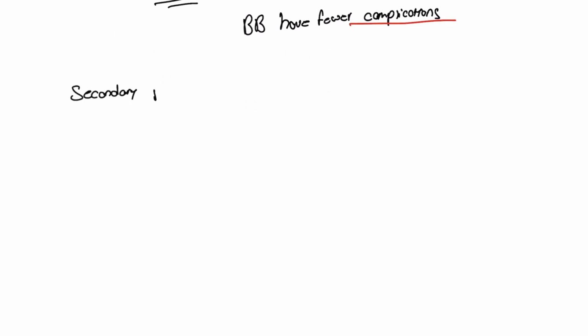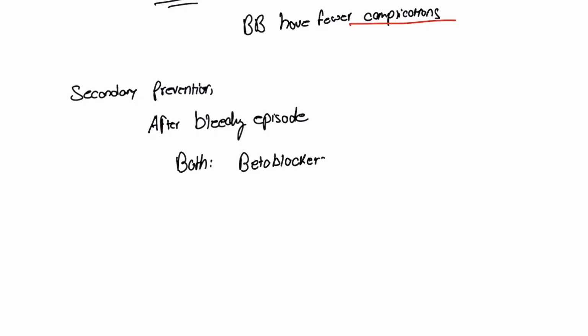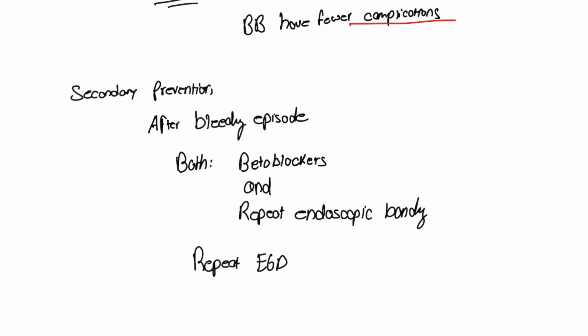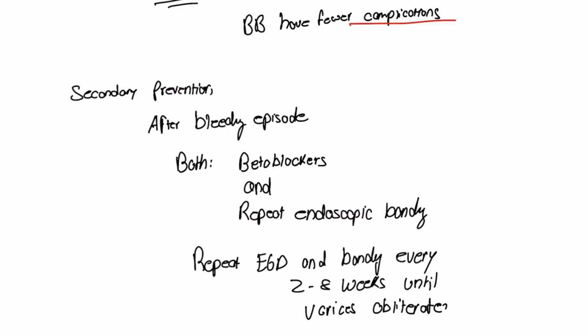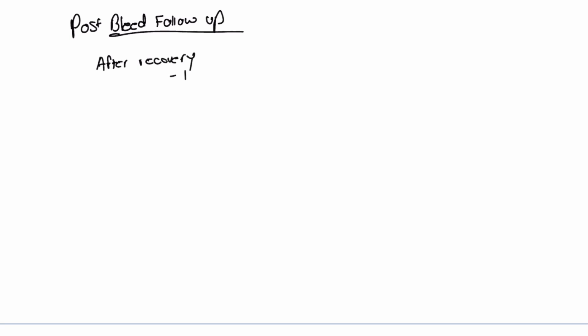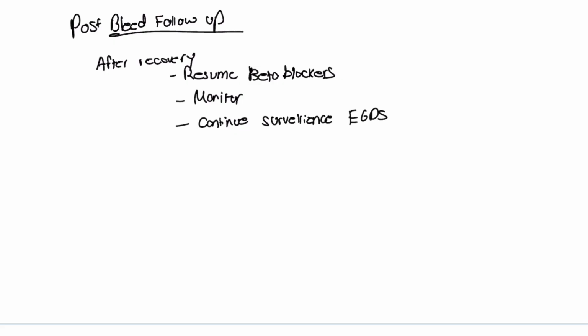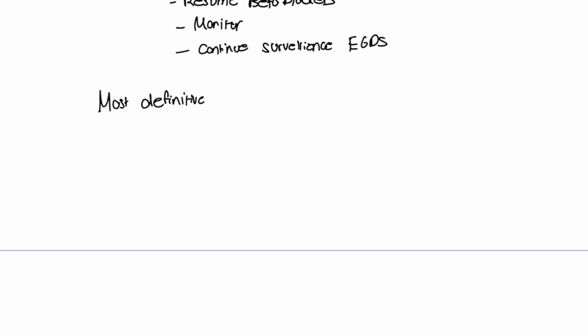Secondary prevention. After a bleeding episode, remember patients should get both beta blockers and repeat endoscopic banding. These bandings should be repeated every 2 to 8 weeks until varices are completely obliterated. After recovery, in the post-bleed follow-up, you want to resume beta blockers, monitor for rebleeding, and then do your surveillance EGDs. Remember that the most definitive treatment for these patients overall is going to be liver transplantation.